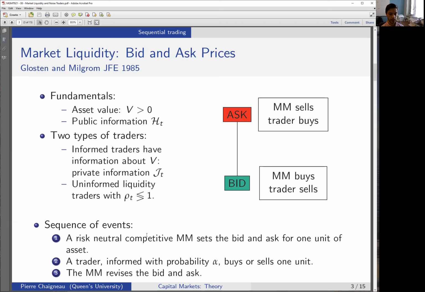What is the sequence of events? So there's a market maker who is risk neutral and competitive, who is going to set the bid and the ask for 1 unit of the asset. So what is the bid and the ask? The ask is the price at which the market maker is willing to sell. So that would be the price at which a trader buys. So the market maker supplies liquidity, and a trader demands liquidity here. The bid, on the contrary, is the price at which the market maker would be willing to buy whenever the trader is selling. So again, here the trader is demanding liquidity, and the market maker is supplying liquidity by taking the other side of the market.